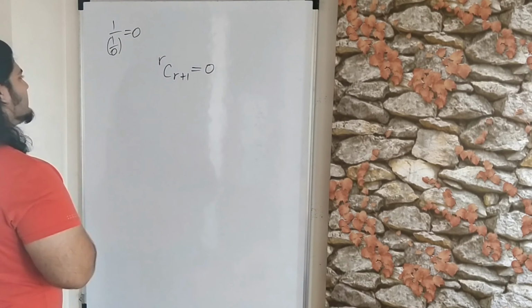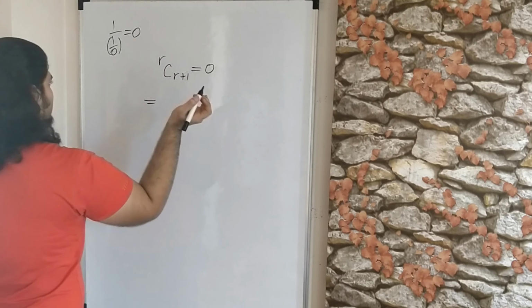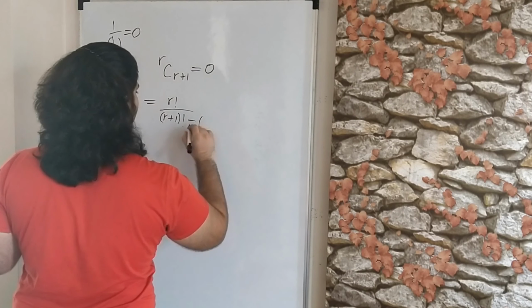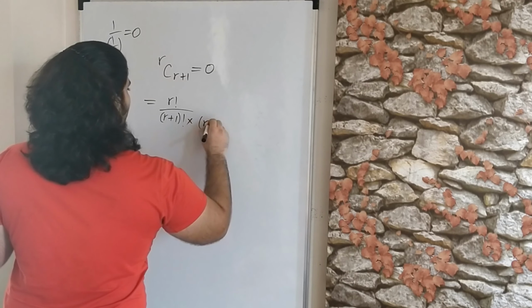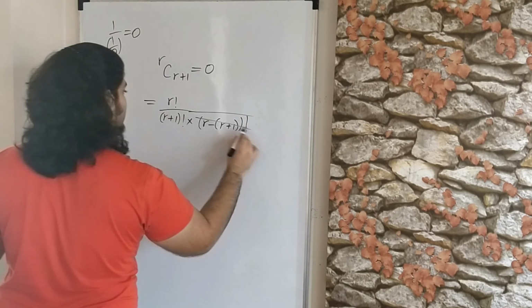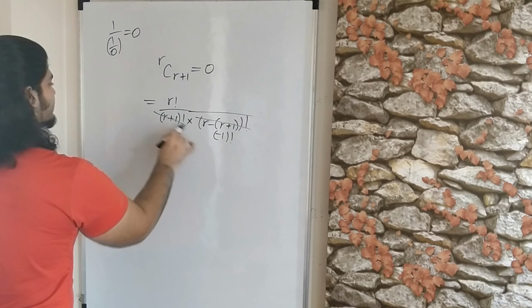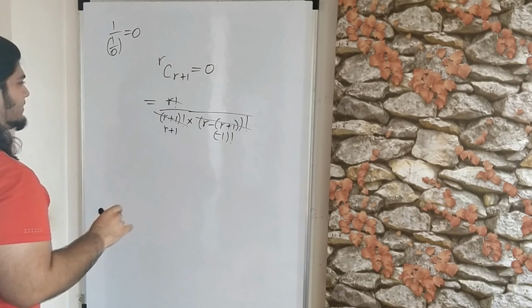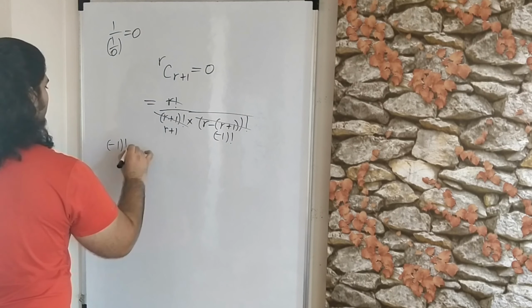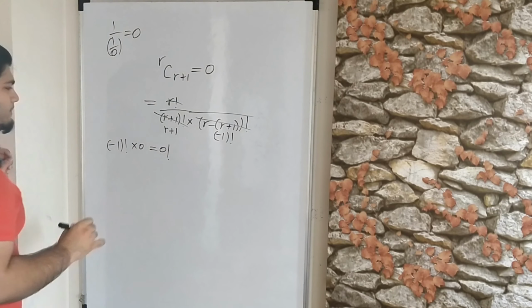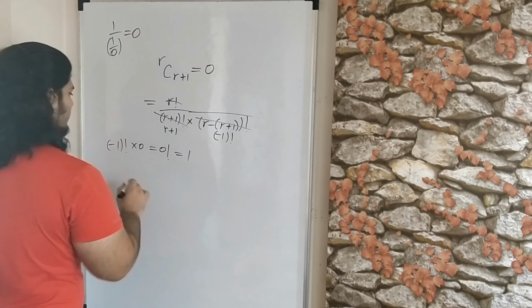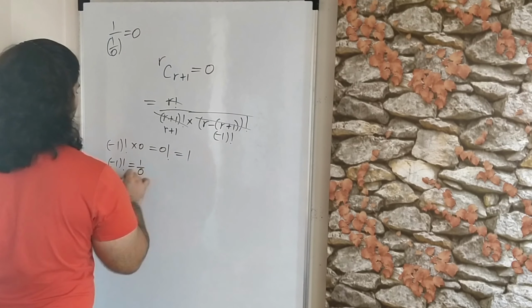So how we'll do this is we'll go back to the definition of a c b. So this is equal to r factorial over r plus 1 factorial into r minus r plus 1 whole factorial. And the problem lies right here. This evaluates to minus 1 factorial and this is r plus 1 cancelling out with that. So now the problem is minus 1 factorial into 0 should be 0 factorial, right? Because that is the very definition of factorial. And what is 0 factorial? Well, it's 1. So minus 1 factorial is equal to 1 over 0.